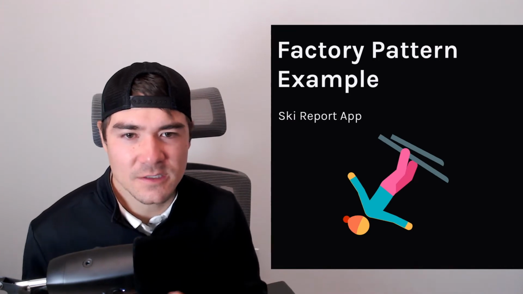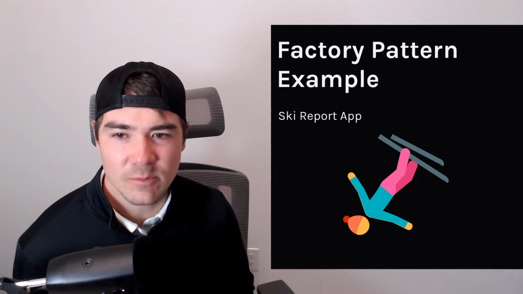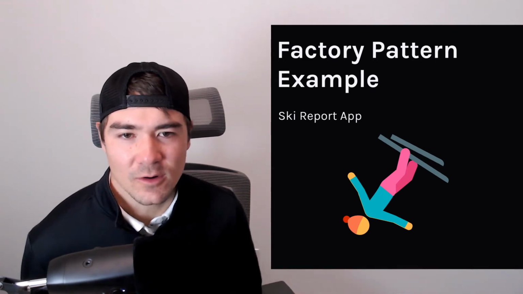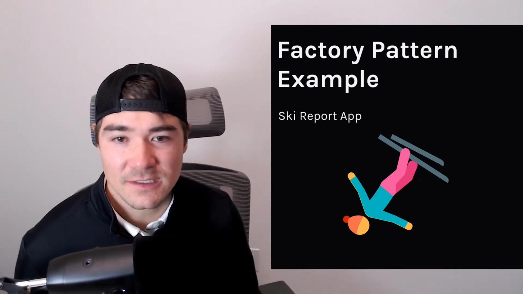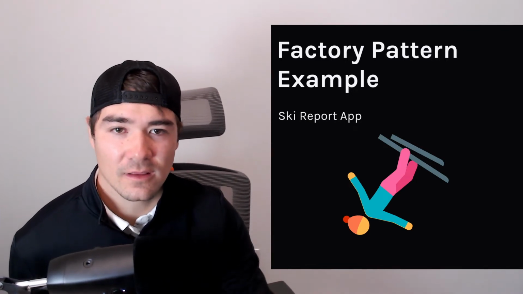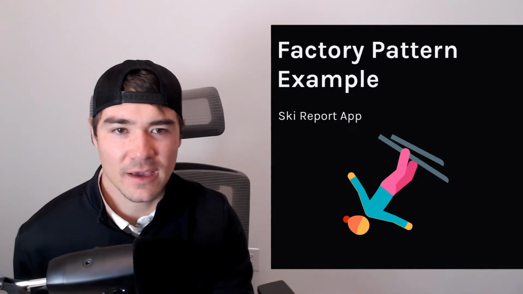All right, so here's a small example. Let's say we're creating a ski report app. I love skiing and snowboarding. I want to know what my local mountain or local ski resort's snow is like, so I can know if I want to go this weekend or not. So how do we apply this to the factory pattern example?